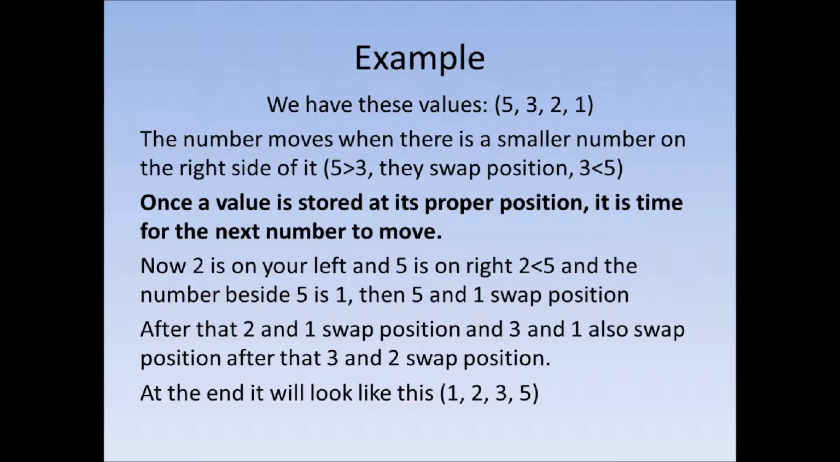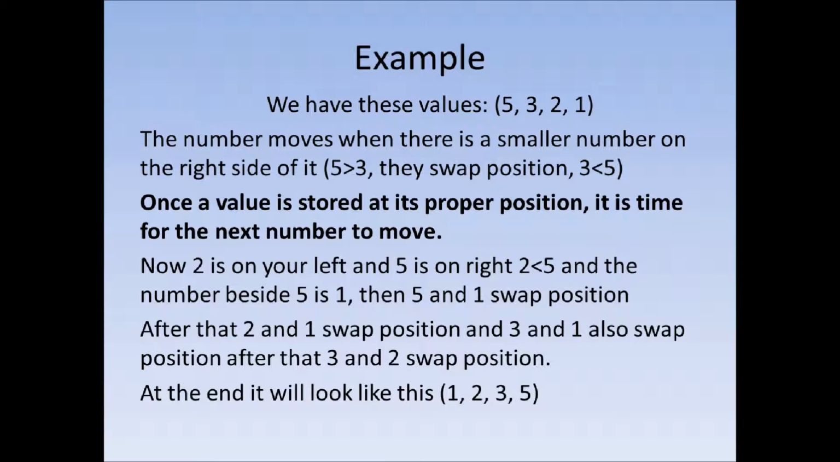For example, we have these values: 5, 3, 2, and 1. A number moves when there is a smaller number on the right side of it. 5 is greater than 3, so they swap positions. 3 is less than 5. Once a value is stored at its proper position, it is time for the next number to move.